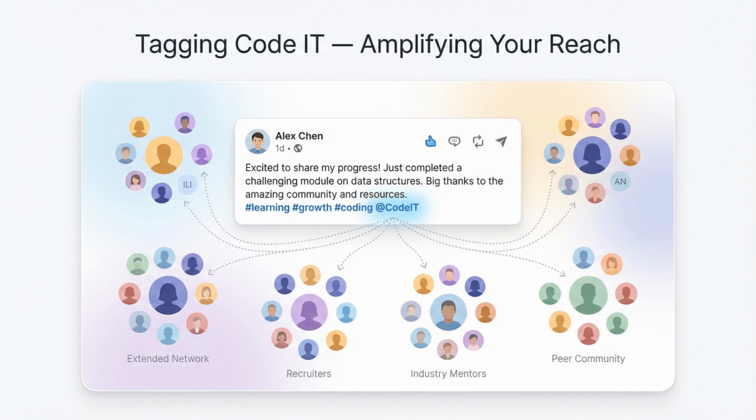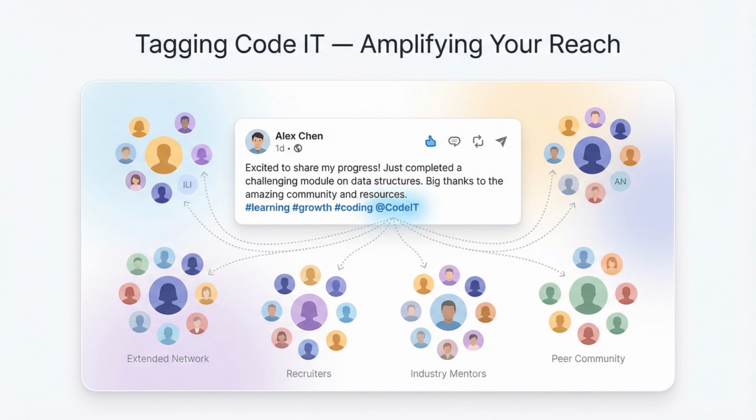The instructor adds one more layer to the strategy, tagging Code IT in your posts. When you tag the institution, the post becomes visible to Code IT's entire network of connections, which is significantly larger than a new student's personal network. This means your early posts get much more visibility than they would organically, accelerating the process of being noticed by potential clients.